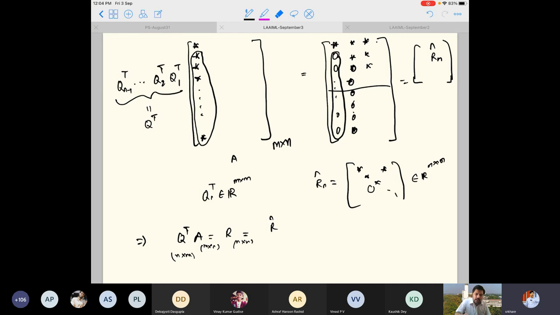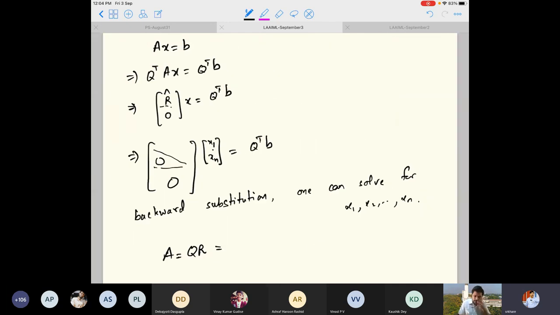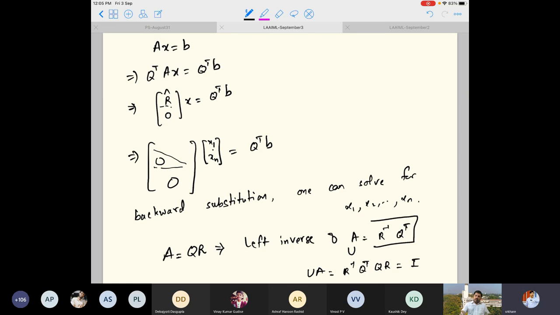Okay, so that's what has happened, and this will give rise to a left inverse calculation also for A, right? So if this is A, that implies left inverse of A will be R inverse Q transpose. Correct? Left inverse of A, U, if you want to call it, will be R inverse Q transpose. Because then U into A, which is equal to R inverse Q transpose QR, will be equal to identity matrix. So that is your left inverse. This is the left inverse that you calculate using QR decomposition, and this actually is the solution candidate, right?